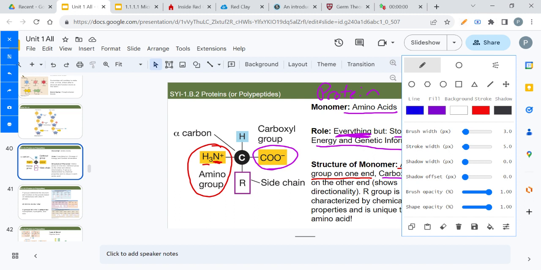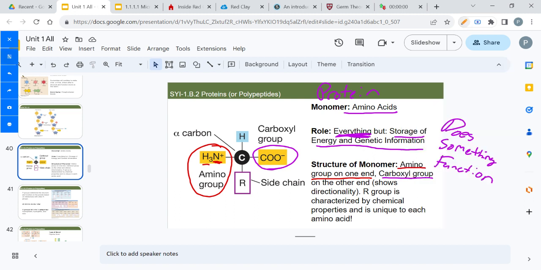The last component to it is this R group. That R is just a placeholder. The reason why is that there are 20 different placeholders that we can end up putting right there, and they all are a different amino acid. They do something a little bit different. Overall, it still is an amino acid.